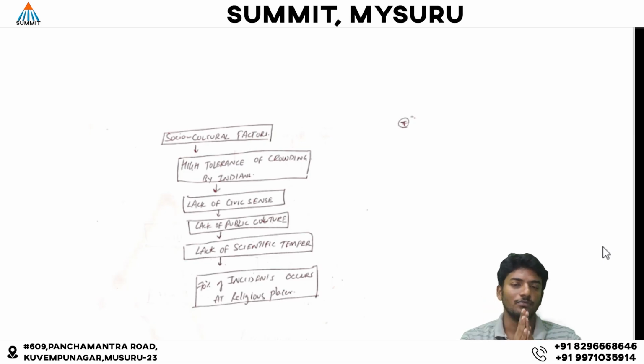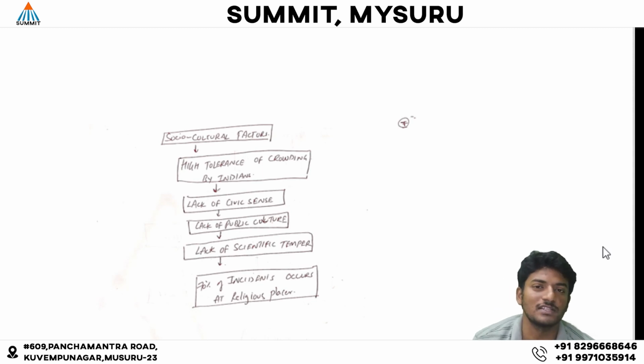So these are the few socio-cultural factors responsible for the stampede. Around 70% of stampedes take place at religious events because of the lack of civic sense, lack of public culture, and lack of scientific temper in the crowd. The widespread prevalence of superstitions among the crowd is one socio-cultural factor. These are the socio-cultural factors responsible for the stampede.